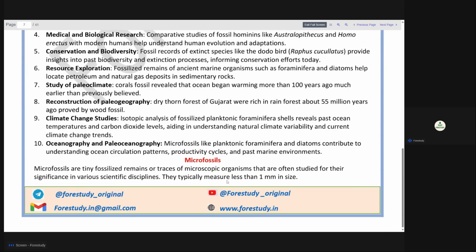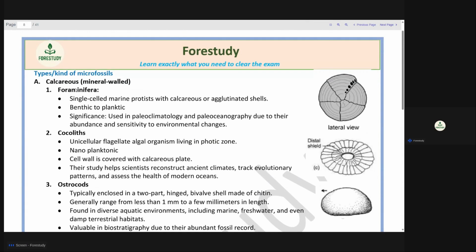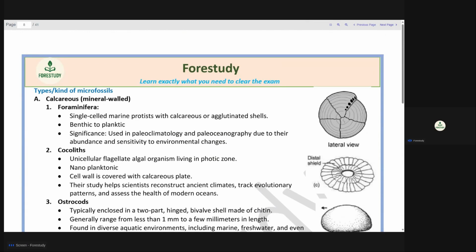They typically measure less than 1 millimeter in size. So less than 1 millimeter in size, we call it a microfossil. Just like microbes and microorganisms, there are microfossils. So which kind of microfossil will we find? Obviously, the soft-bodied microorganisms that died won't get fossilized easily.